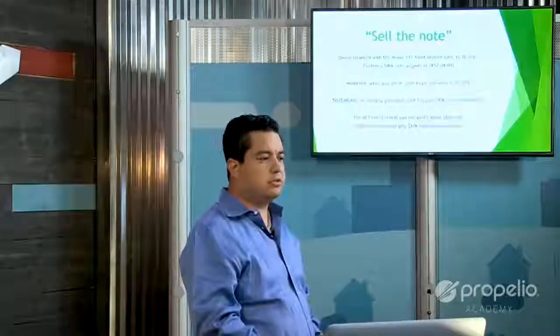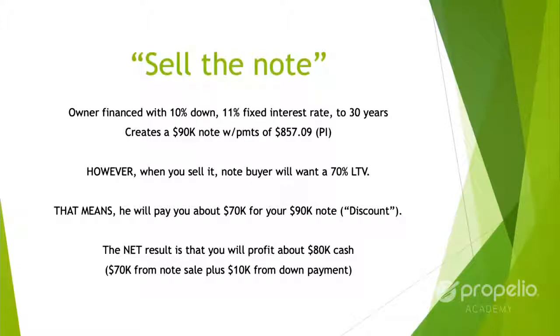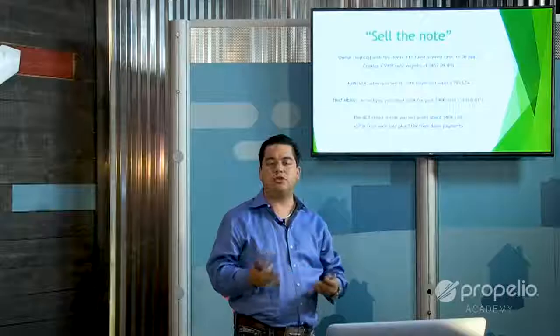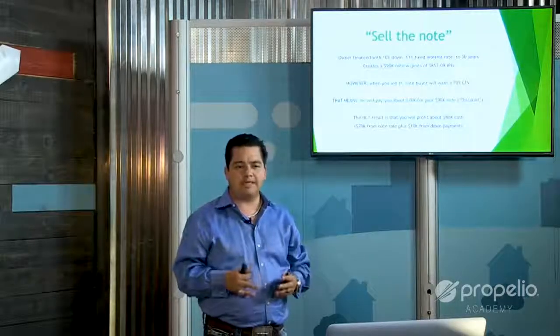So let's talk about the second scenario of how you can use notes, which is essentially to sell the note. Selling the note is pretty simple, pretty straightforward. A lot of people who are in owner financing are probably familiar with this situation. I want to run by the numbers of what it would normally look like on a $100,000 deal. If you sell the note, again, the note is going to be an owner-financed home. It's going to be $100,000 in our example, 10% down, 11% fixed interest rate for 30 years. That's going to create a $90,000 note with payments of $857.09.